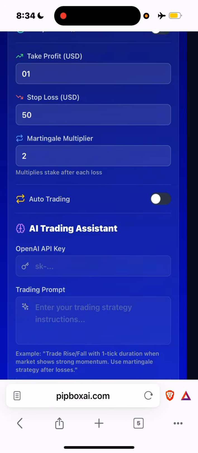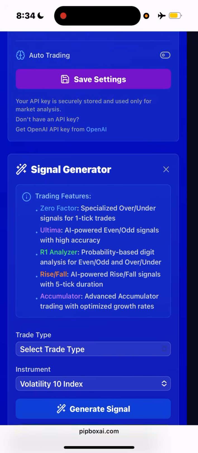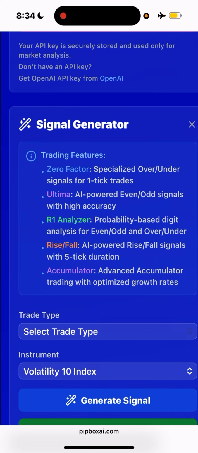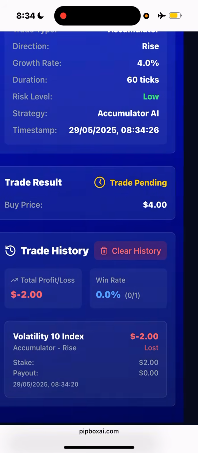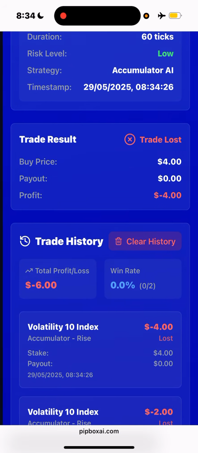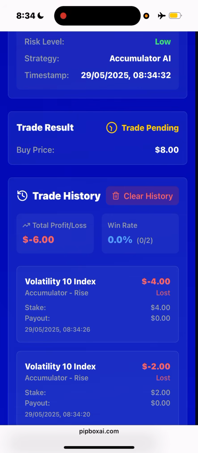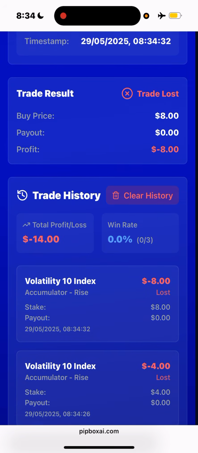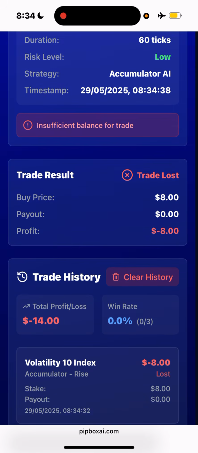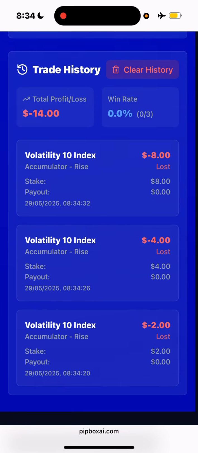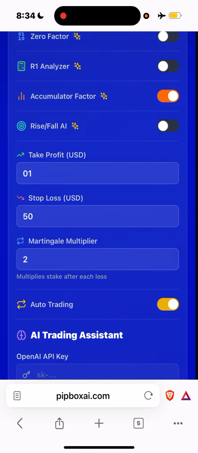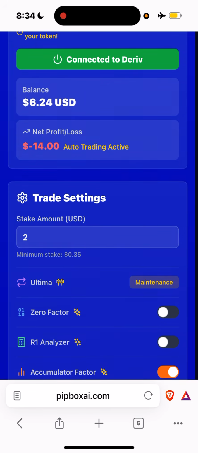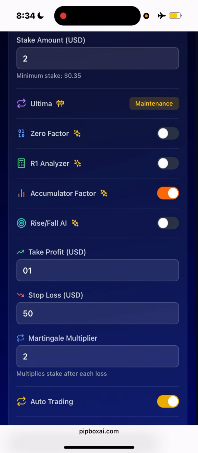Clear everything, and let's see. The first run went into loss. Let's see if the second run will give us loss. The second run gave us a loss. Where's the third run? The third run gave us a loss. Then we have insufficient balance to trade. Okay, this is what happens when you use a stake that cannot be accommodated by your account size, especially when you're trading with accumulator factor.